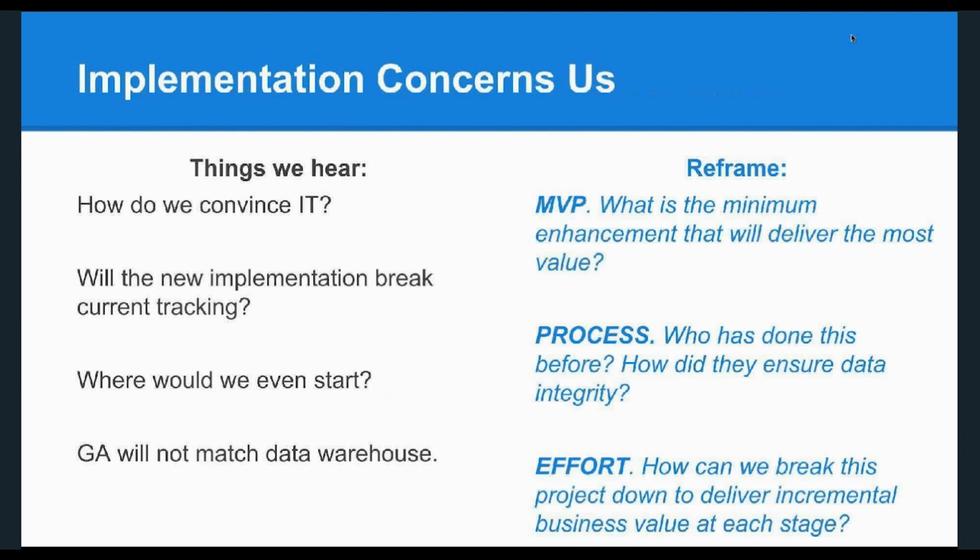The first one is MVP, and it has nothing to do with Tom Brady or most valuable player. It is more about what is the minimum enhancement that will deliver the most value. So MVP, minimum viable product, right? What is the minimum change that we can do to really demonstrate value to the organization and to demonstrate that we are on the right path?